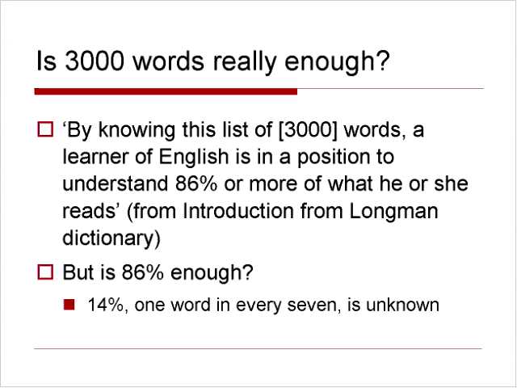Now, I would argue that that's not enough. I mean, it actually says here in the Longman Dictionary, by knowing this list of 3,000 words, a learner of English is in a position to understand 86% or more of what he or she reads. I'm a bit skeptical of that figure because our figures would say it's more like 83%. But that really isn't enough, I don't think. 86%, well, that means there are 14% that you don't understand, or probably more like 15 or 16%. So one word in every 7, one word in every 6, you don't know, and that's an awful lot of unknown words.